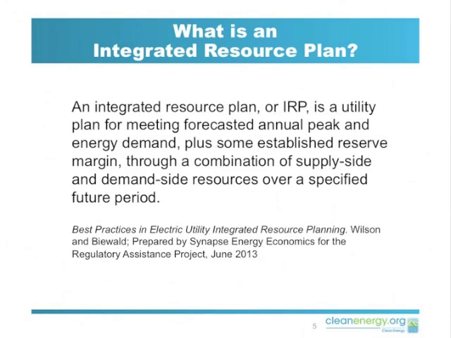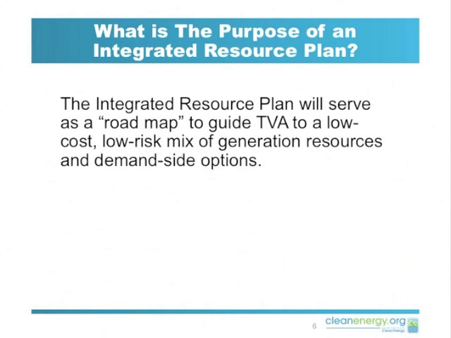So first, let's talk about what is an integrated resource plan. This is a quote from a RAP document that sort of projects the general thinking in the field about what an IRP is. It's a plan for meeting forecasted annual peak and demand plus reserve margin through a combination of supply side and demand side resources over a specified future period. The way TVA looks at it is the integrated resource plan will serve as a roadmap to guide TVA to a low-cost, low-risk mix of generation sources and demand-side options.